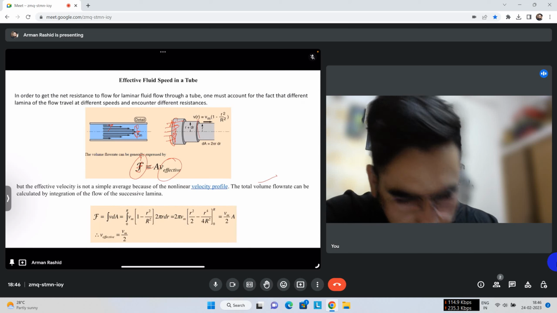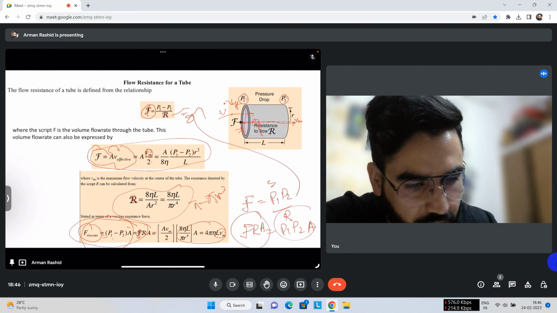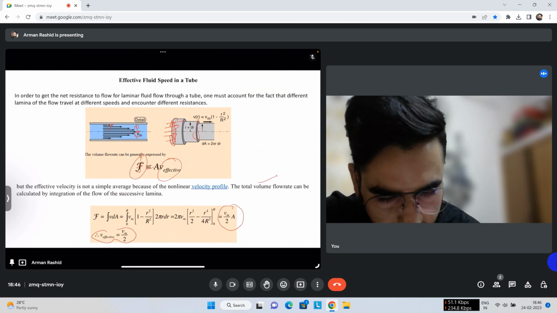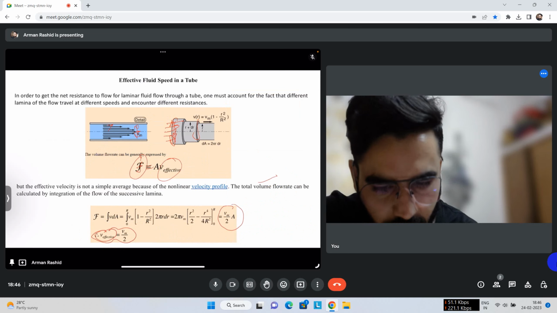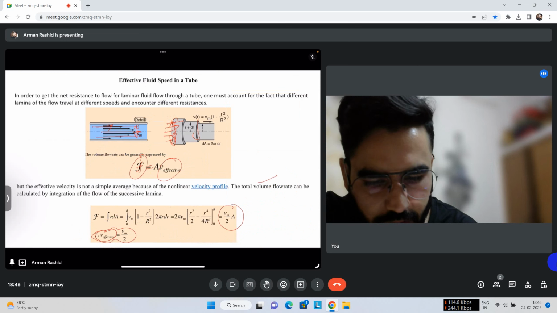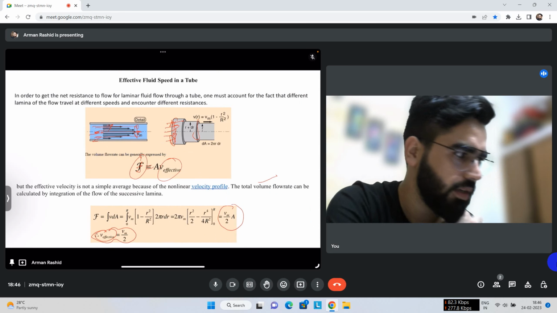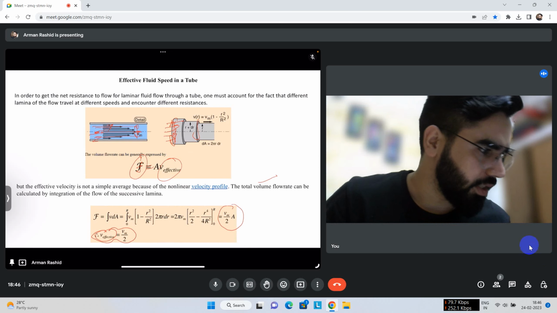Okay, so we integrate the flow rate from 0 R to this R, total flow rate. Now we will get V square by 2A. Therefore the V effective is equivalent to Vm by 2. So the effective speed is actually half of the maximum speed. So the effective speed that is passed through a gas, total effective, will be the maximum speed divided by 2.